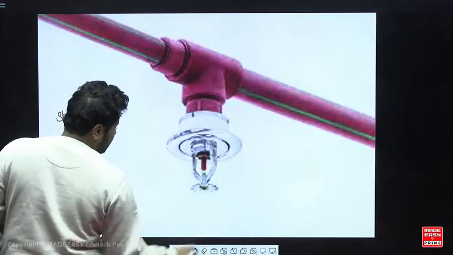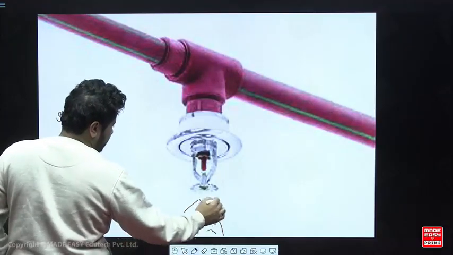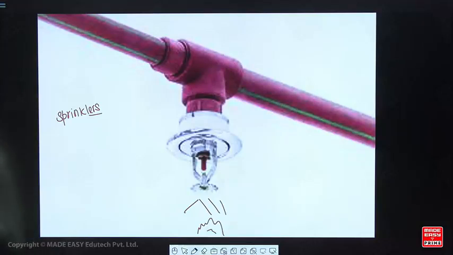So whenever there is a fire, right? When there is a fire, something like this, the water will come from here. You have seen this kind of sprinklers in malls and so on.